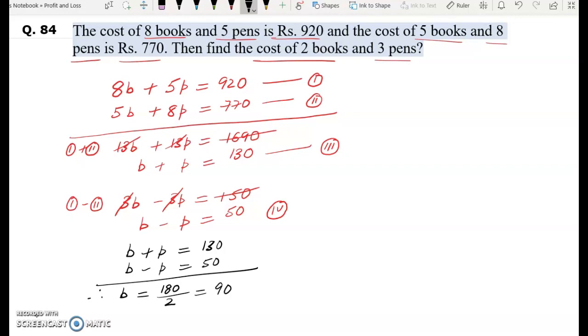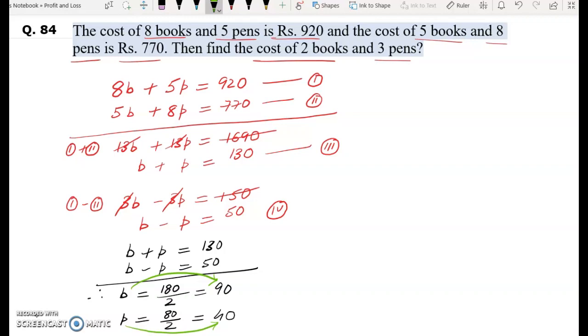Now in order to find the value of p, we need to subtract. So our p will be how much? 130 minus 50 will be 80. 80 divided by 2, because b will cancel out and we will have 2p. So 80 divided by 2 is equal to 40. So this means the value of b, one book, is equal to rupees 90 and the value of p is equal to rupees 40.